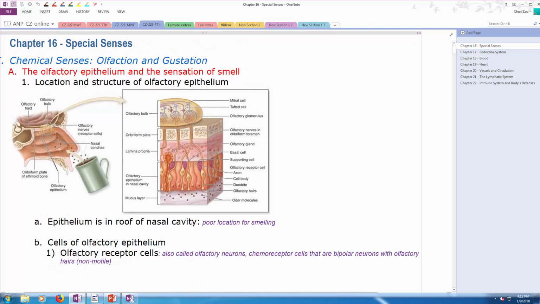When you breathe in, the air flows like this. Goes in the anterior nasal aperture and out the posterior nasal aperture. And so when you are trying to smell, you don't get a lot of molecules containing the chemical that you actually want to smell or appreciate coming close to that area. And so it's an interesting thing.